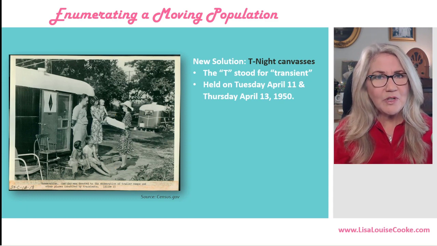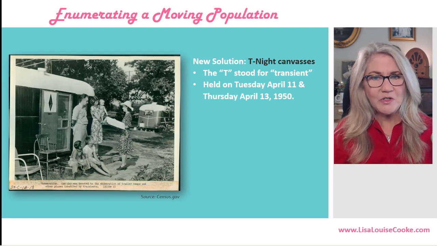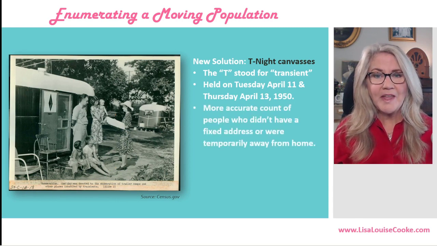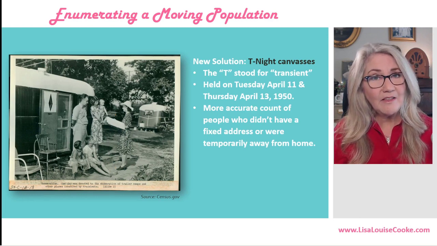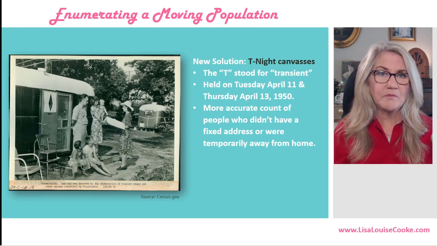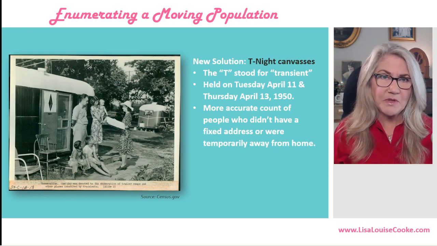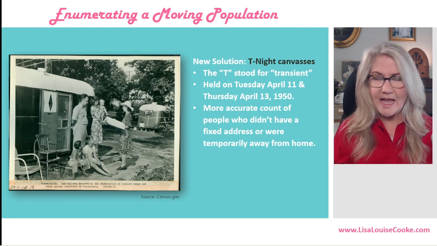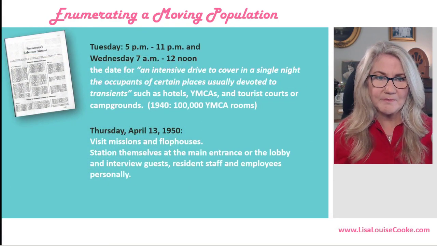And so on April 11th, I think that was a Tuesday night, they held this, and they went to all the campgrounds and the motor courts and all those places, and they counted everybody. And then they went back, and the next morning did it as well. On the 13th, they went to homeless shelters and those kinds of places. So what it really resulted in was a more accurate count of people who didn't have a fixed address.